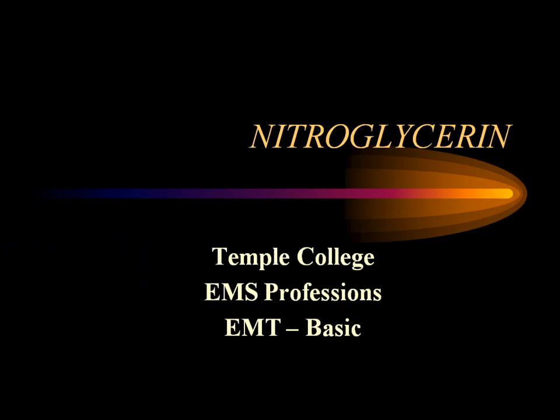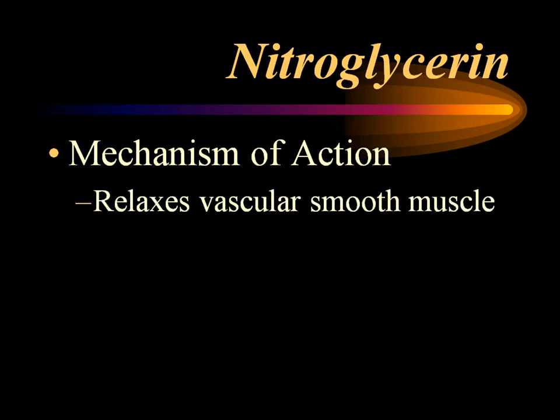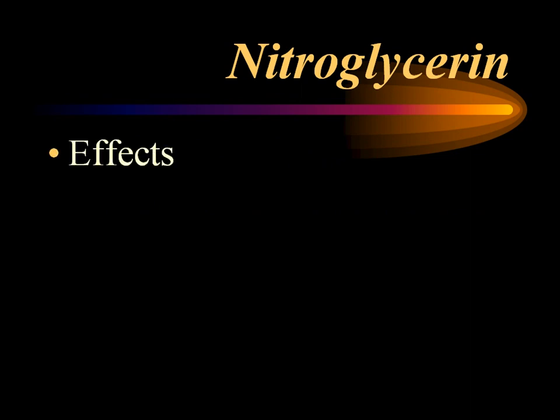All right, nitroglycerin, as we've briefly talked about. Nitro is actually a really, really good drug. Obviously, it's got a purpose in life. Its mechanism of action, how it works, is it relaxes vascular smooth muscle. The effect of it is that it dilates blood vessels. So it relaxes the vascular smooth muscle, the muscle around the blood vessels.